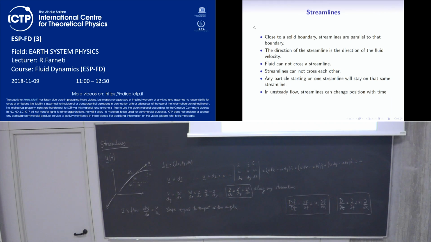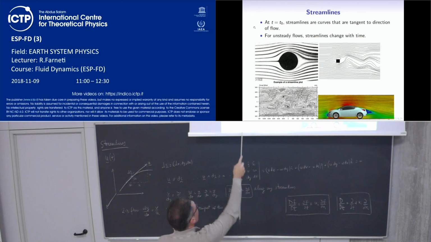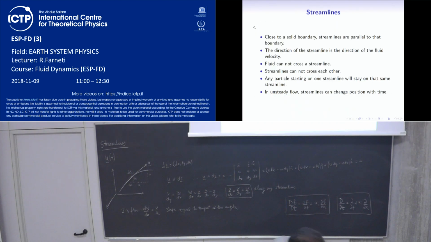Okay? So if one particle of fluid starts in this streamline, it will never go into the other streamline, okay? Because by definition, the fluid cannot cross the streamlines. Streamlines cannot cross each other for the same reason. Any particle starting on one streamline will stay on that same streamline, even though they change in time. In unsteady flow, streamlines can change position in time.